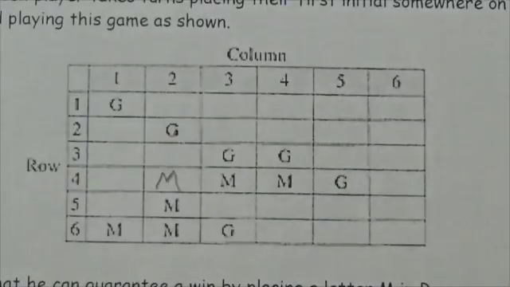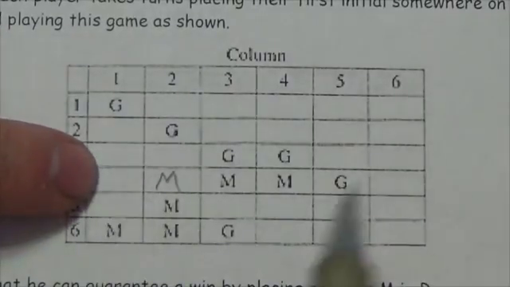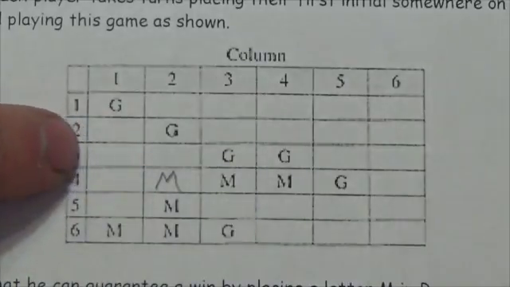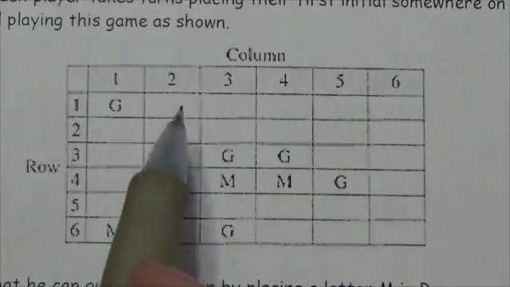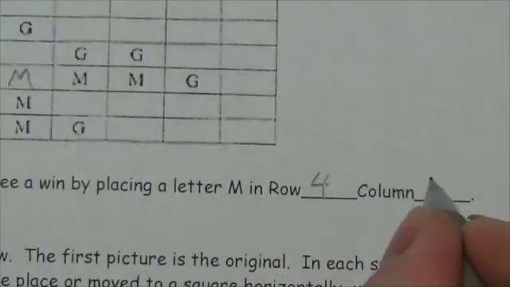Now, the one thing we've got to check is that this doesn't create a situation where Gina wins, does it? If Gina puts one here, well, she doesn't get 4 in a row. But if Gina puts one here, take a look at it. Nah, she gets 3 in a row, but not 4. So that's definitely the place where Michael wants to go. And that is going to be, what is that? That's row 4, column 2. Okay, row 4, column 2.